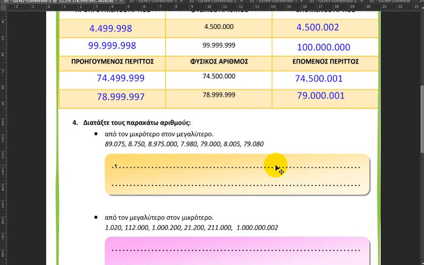4-digit numbers are going first, so that would be 7,980. Then we would put in 8,005 and 8,750. All right, now we have some 5-digit numbers. So the smallest one of those is which one?